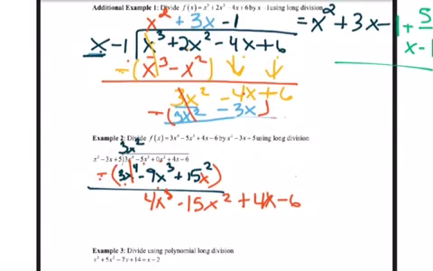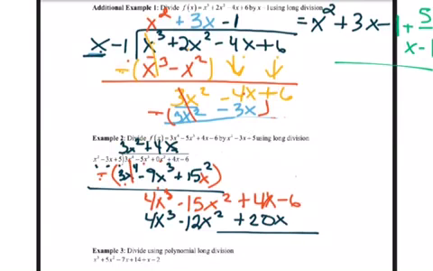So now I'm going to do this again. I'm going to turn x squared into 4x cubed, and I'm going to do that by multiplying by a positive 4x. So now I multiply that 4x by each of the three pieces and place them underneath. So I've got 4x times x squared gives me 4x cubed. 4x times negative 3x is negative 12x squared. And 4x times 5 is 20x. And I'm going to subtract the whole quantity.